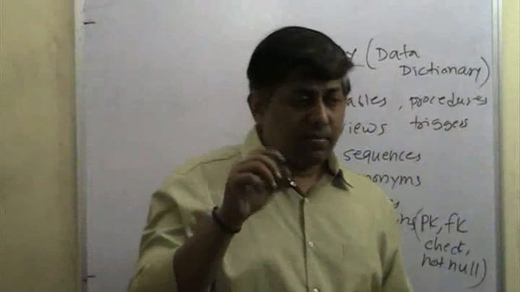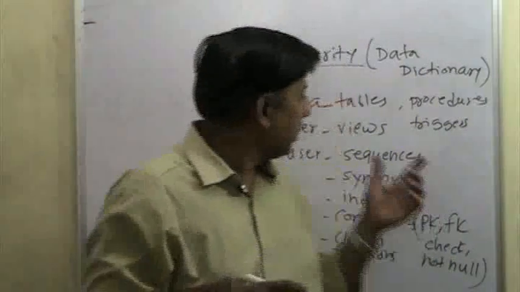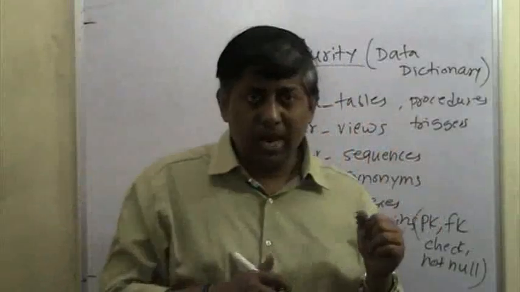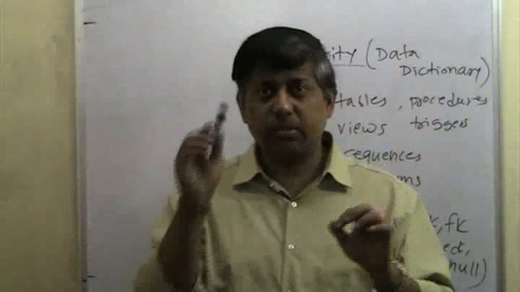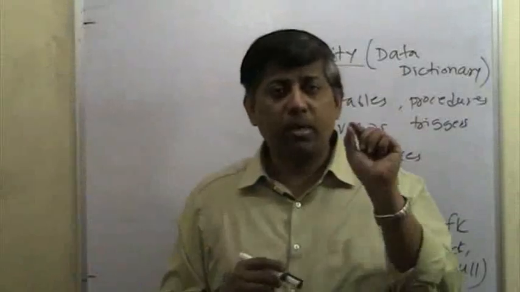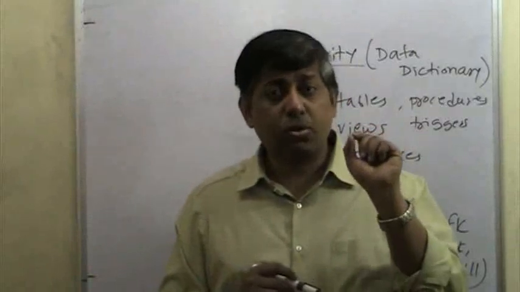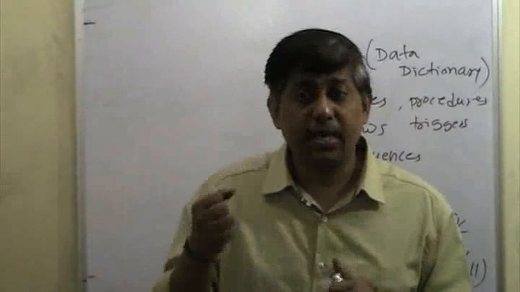Now, all the information, that means the columns which are there in user_tables and the columns which are there in DBA_tables, are exactly the same. That means the name of the table, when the table was created, and so on. Except one column is extra, and that extra column is the owner. Owner means who has created this table.